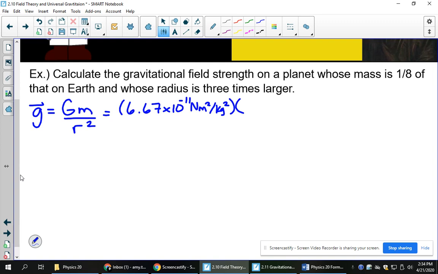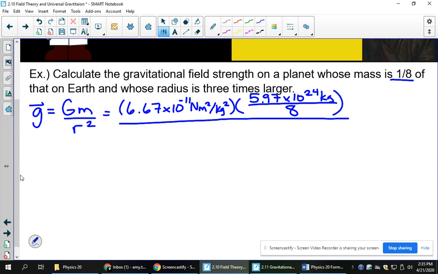But for the mass of Earth, 5.97 times 10 to the 24, they've told us that the mass of the planet we're talking about is actually an eighth, so divided by 8 of Earth's mass. If you had something that was 80 kilograms and I said the thing I'm holding is an eighth the size, you would say okay, 80 divided by 8, the thing you're holding is 10 kilograms. This is exactly what we're doing, just with more complicated looking numbers that include scientific notation.